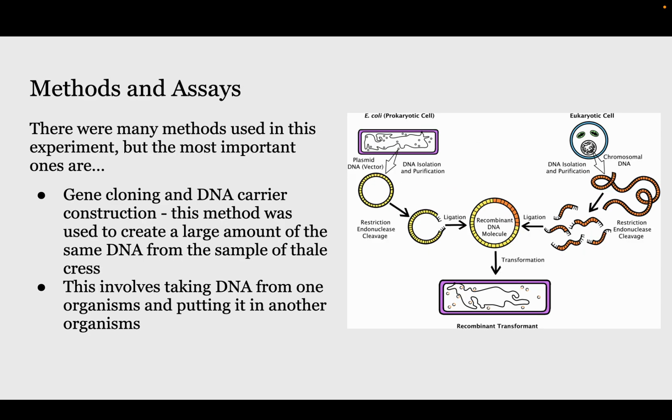In this experiment, there were many methods used, but there are three major methods. The first is gene cloning and DNA carrier construction. DNA carrier construction involves taking DNA from one organism and putting it into another organism. As seen in the photo, DNA from the eukaryotic cell is put into a bacterial cell. The purpose of gene cloning in this experiment was to create a large amount of the same DNA from the Thale cress sample.